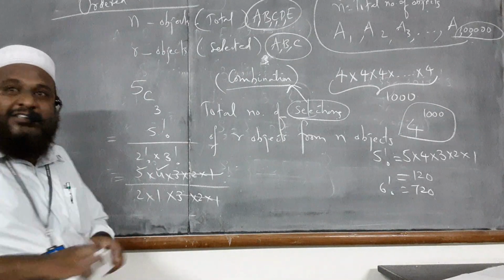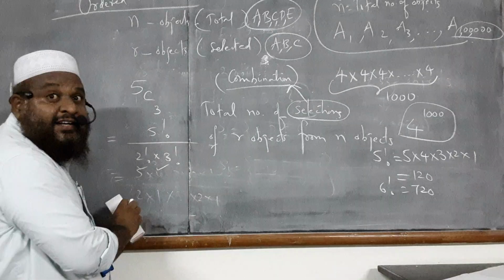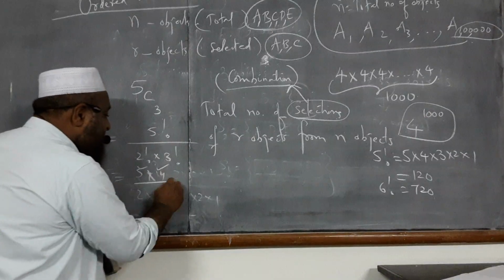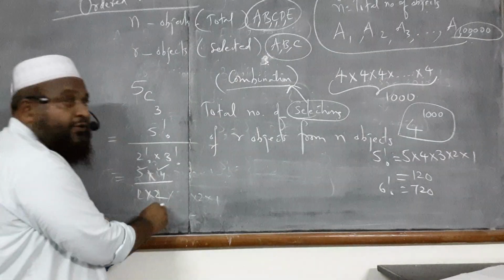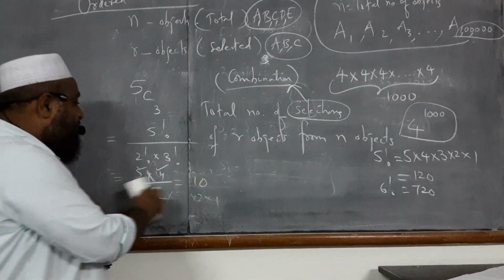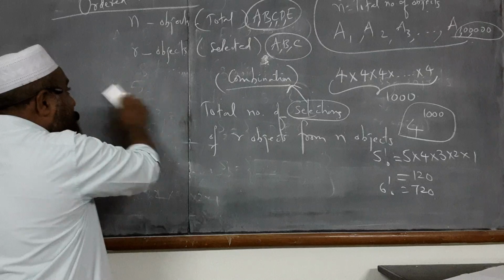So the shortcut is don't write all this unnecessarily. So 5 into 4 by 1 into 2, or 2 into 1. So it is 20 by 2, that's equal to 10. So how many selections will come? You can cross check now.